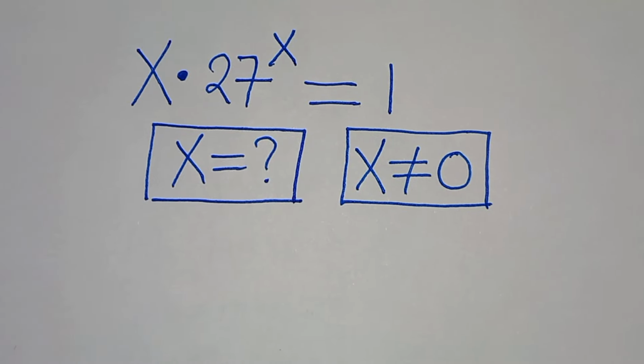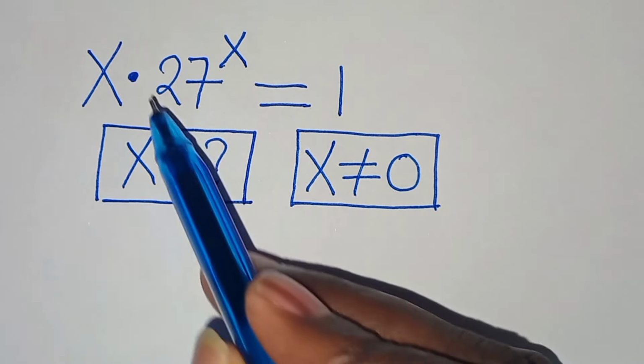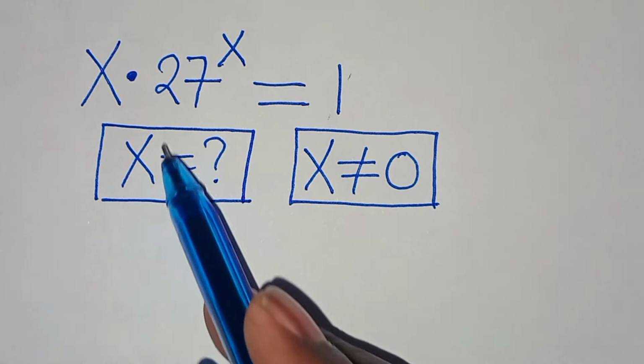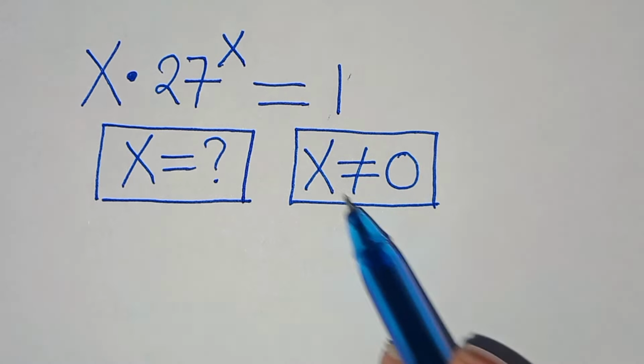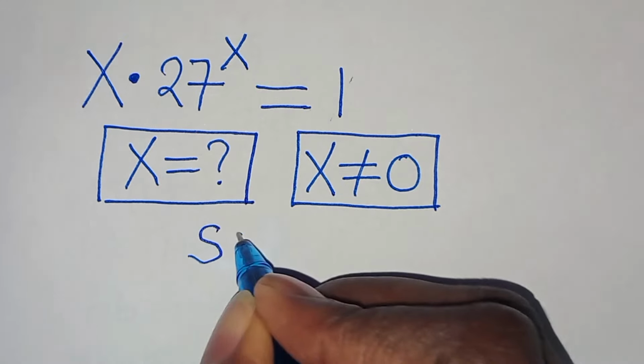Hello everyone, you're welcome to solve this nice algebra problem, which is x times 27 to the power of x, equal to 1. So what is the value of x given that x is not equal to 0? Let's provide a solution from here.